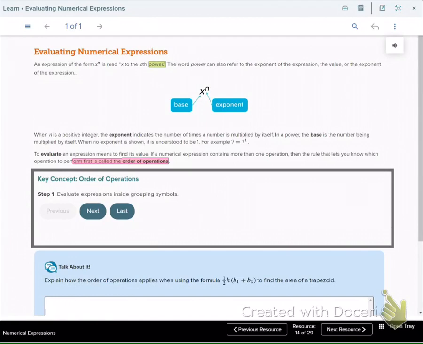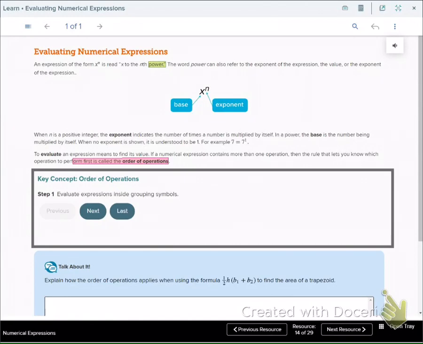So when n is a positive integer, once again, the exponent indicates the number of times the number is multiplied by itself. So if we have 7 to the first power, that means 7 is only being multiplied by itself. It's just 7. It's not 7 to the second power where it would be 7 times 7, but 7 to the first power just means I have 7 one time.